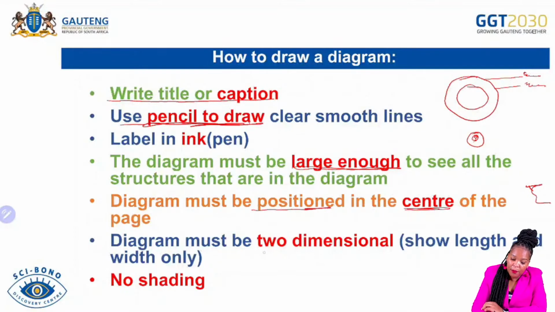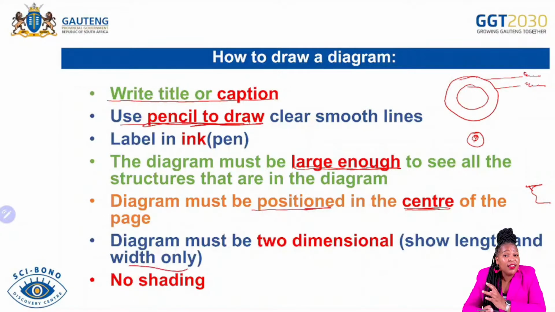The diagram must be 2-dimensional. You must show the length and the width only. There are learners who have some artistry. Please don't use your art skills to draw life sciences diagrams. We know you are able to draw in 3D or any other diagram, but our diagrams are very simple. We need them in 2D so that you can just see the labels very clearly.